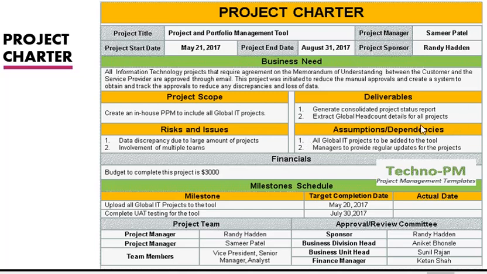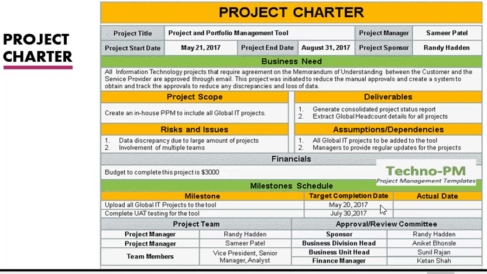Then we have certain assumptions and dependencies, that is, all global IT projects to be added to the tool and managers to provide regular updates for the projects. These are the assumptions upon which the project is taken into consideration. Then the most important thing, financials, are mentioned. The budget to complete this project is $3,000. Then the milestone schedule is also mentioned in the project charter itself, that is, the activities and target completion date.